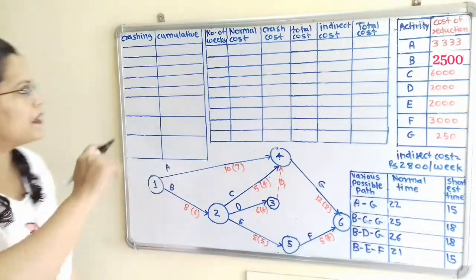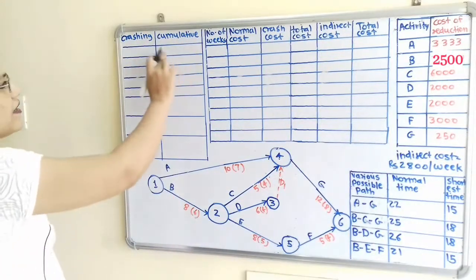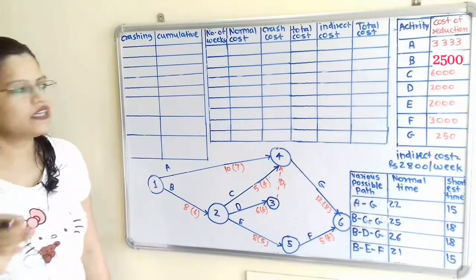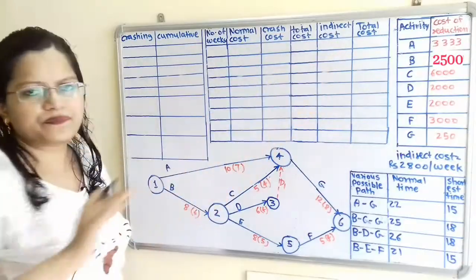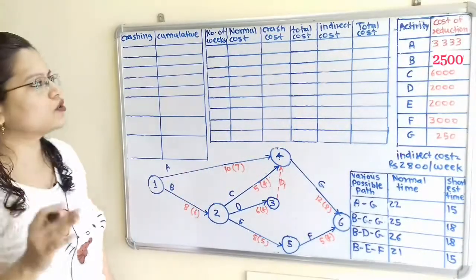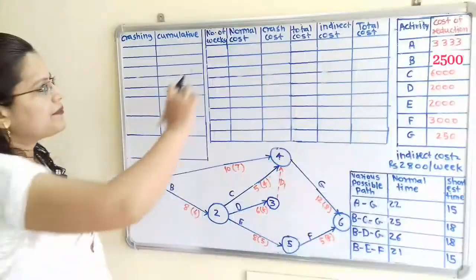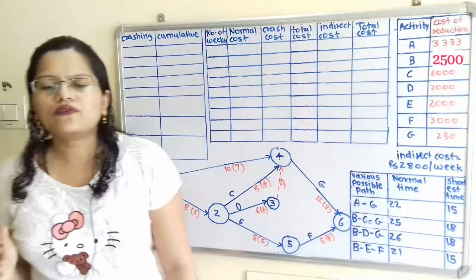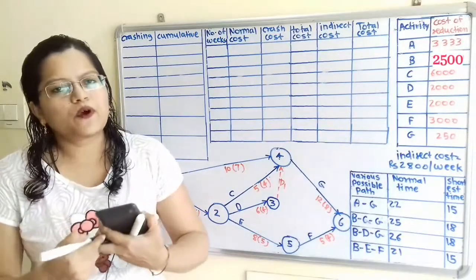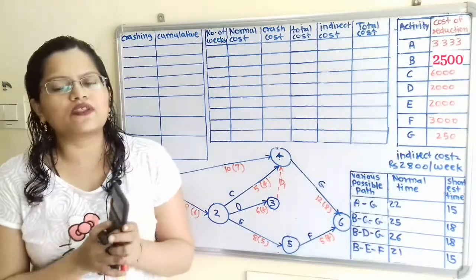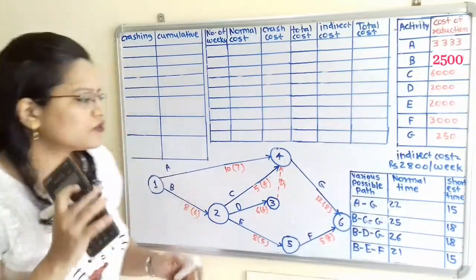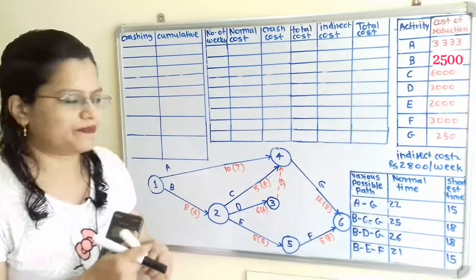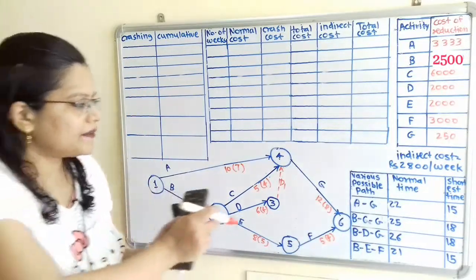Now the second table is crashing, and here we have to calculate the cumulative cost. And the third table is for the cost sheet, which is known as the cost sheet. Now in the cost sheet table there is the first column, number of weeks. Now how do we know the process of crashing? Which number of weeks do we have to refer to? If we observe, we have to find out the maximum normal time. So the maximum normal time is 26.